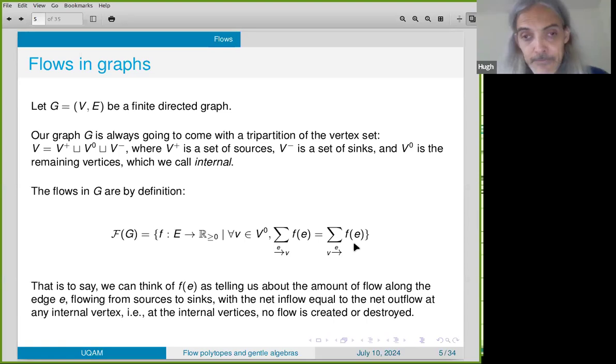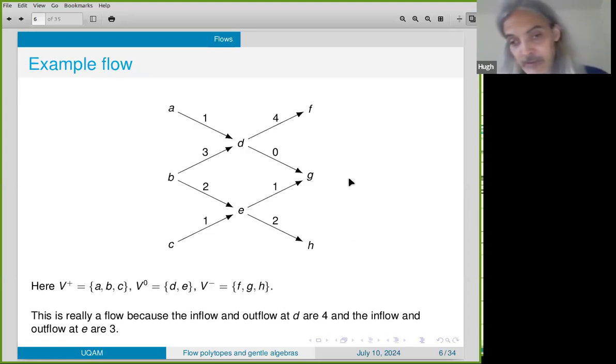Okay. So here's an example, a little graph, 8 vertices, A, B, C, D, E, F, G, H. The sources are over here. The sinks are over here. And then we have 2 internal nodes. And then for each edge, I've just given it a non-negative value. By definition, we want the flow quantities to be non-negative real values, but often it's good enough to think about integer values. So I put these integers on the edges indicating the flow.